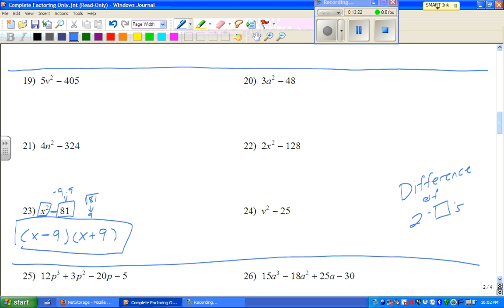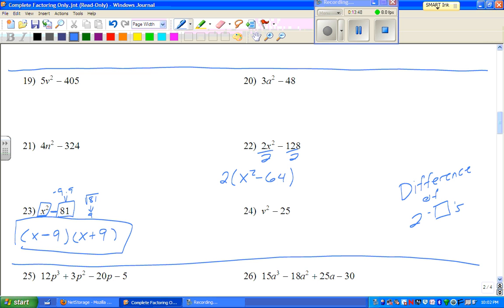Okay, now, let's go to 22. When you look at 22, these are not perfect squares. You can't take the square root of 2, you can't take the square root of 128. But if you notice, you can divide out a 2 from both of these numbers. So let's take out the GCF. You should always try the GCF first. If you take out a 2, you're left with x squared minus 64.